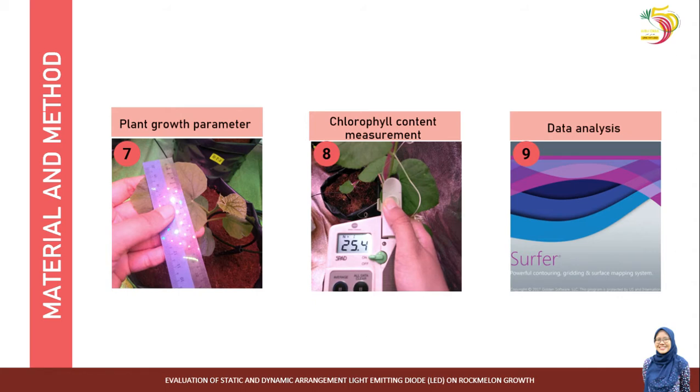Next is plant growth parameter. In order to evaluate the effect of LED light intensity on rock melon growth physiology, the growth parameters measured are plant height, leaf number and width, and also the date of flowering. Next is the chlorophyll content, where the measurement is taken by using a spec meter.